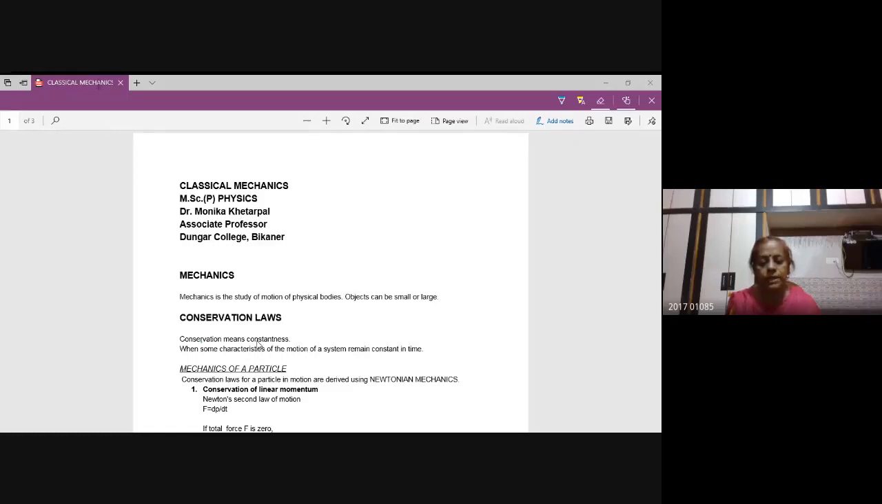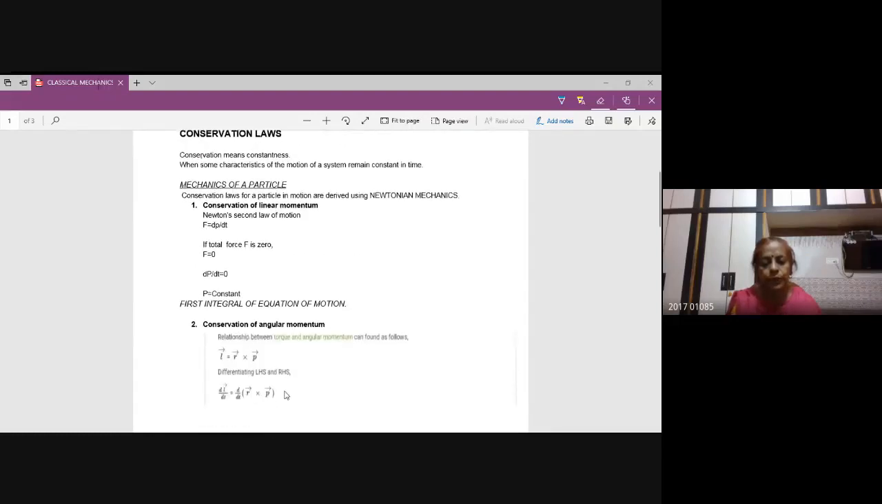So, we are taking a single particle and I am going to derive the conservation laws of linear momentum, angular momentum and energy using Newtonian mechanics. First is the conservation of linear momentum. Using Newton's second law of motion, we know that F is equal to dp upon dt. Here F is the force and p is the linear momentum.